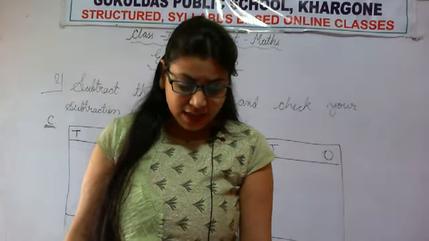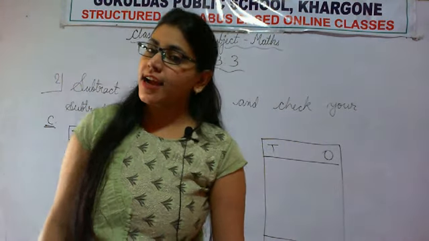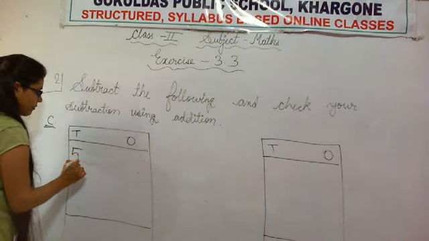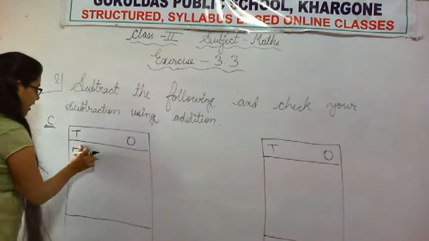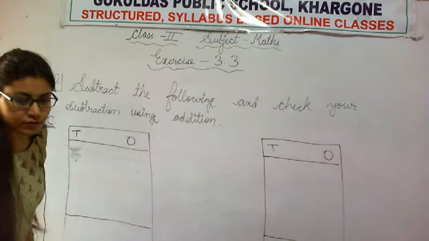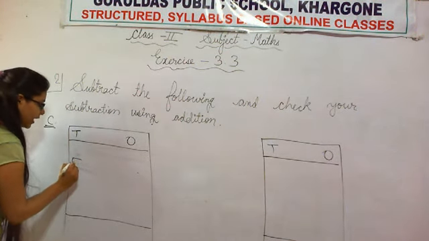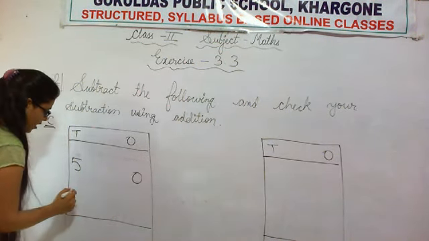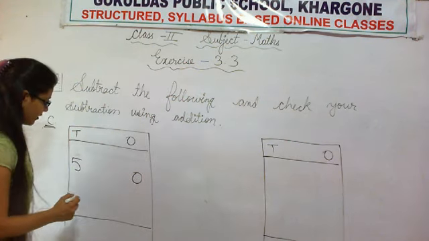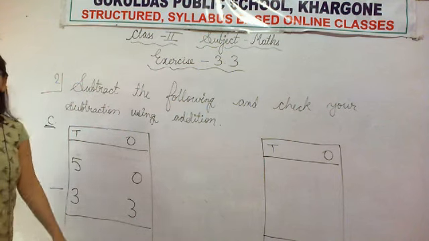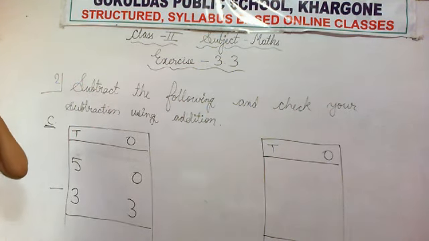Okay, so let's perform subtraction first. So what are minuend and subtrahend? 50 and 33. 50 minus 33. So first of all we will write the number. We'll write 50 as minuend. Now subtrahend is 33. So we'll write subtrahend too. Now we'll perform subtraction.